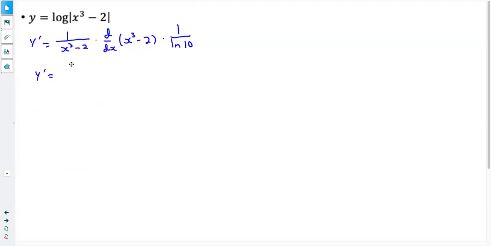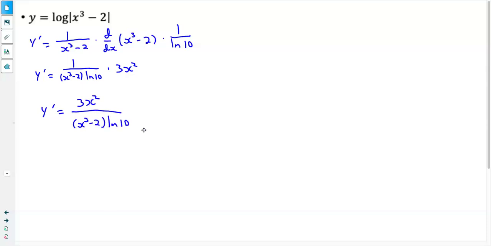So that gives us y prime is equal to, we can combine these right away. So 1 over x cubed minus 2 times the natural logarithm of 10, times our derivative of x cubed minus 2, which would be 3x squared. I'd move the 3x squared into our numerator, so we've got y prime equals 3x squared over x cubed minus 2 times the natural logarithm of 10.